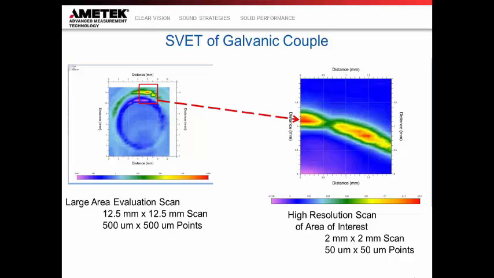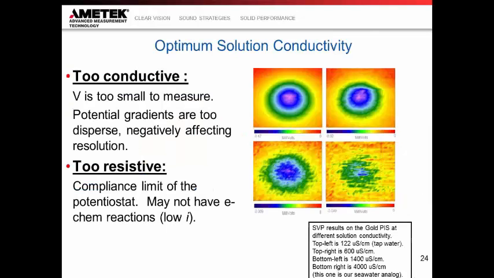A parameter of the experiment that we've touched on a little bit through this discussion, that we'll come back and really draw attention to, is optimum solution conductivity. From a practical standpoint, this has a large impact, so I want to spend some time talking about it. What is the impact of solution conductivity on the results that you can expect to see from a SVET experiment? If your solution is very conductive, seawater, your 3.5% NaCl solutions, what's going to happen? What's the consequence of this?